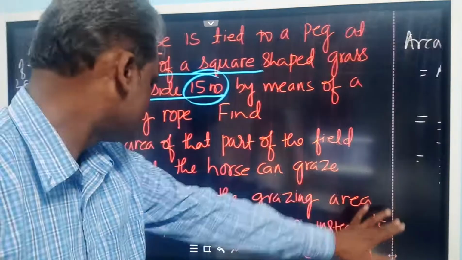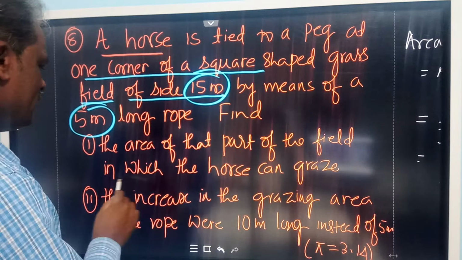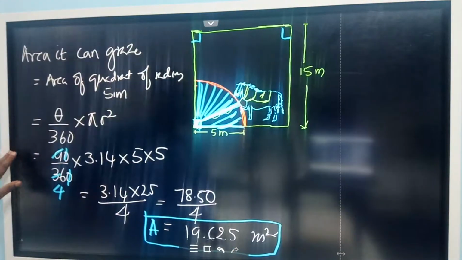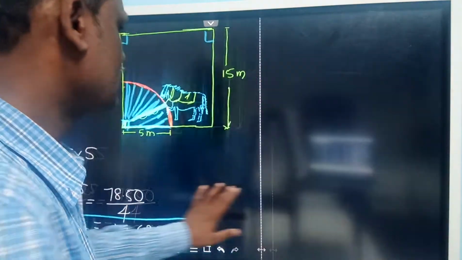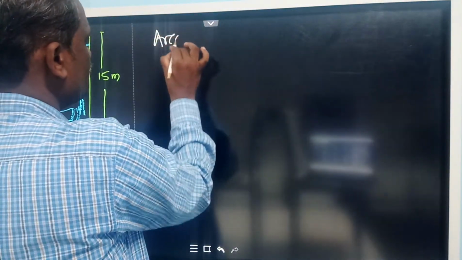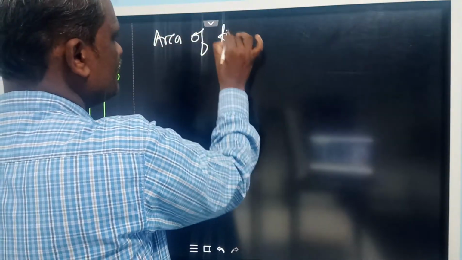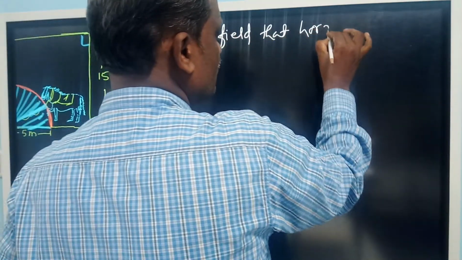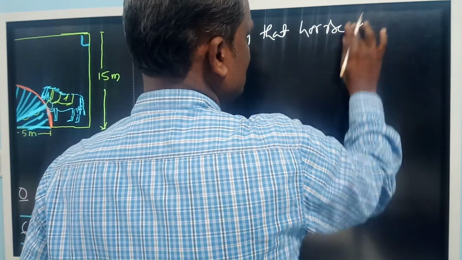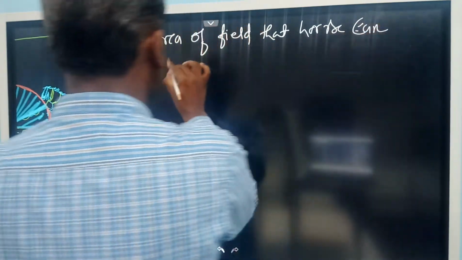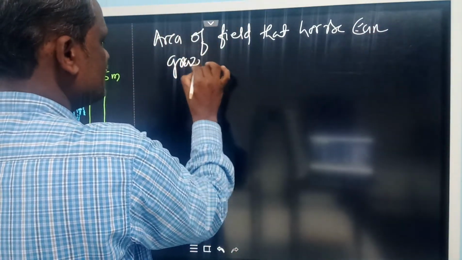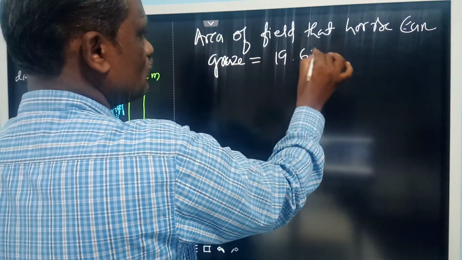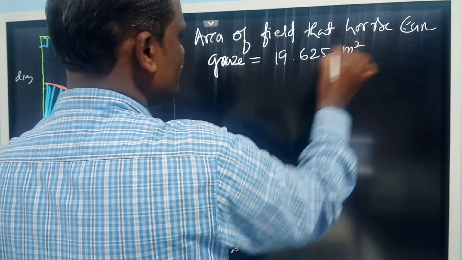The question they asked here is the area of this part of the field which the horse can graze. The area of the field that the horse can graze is equal to 19.625 meters square. This much area it can graze.